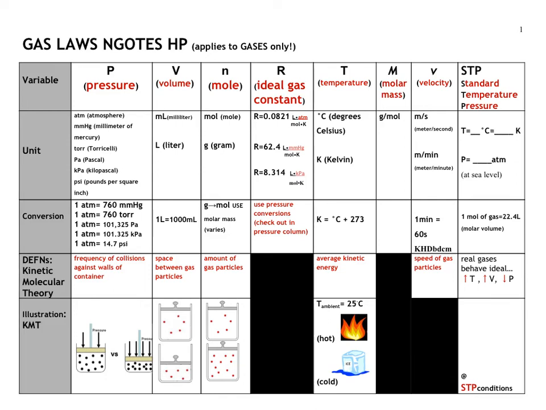So you've taken the liberty to go ahead and set yourself up for this whole unit by filling out this first page with all the variables, the units for those variables, the conversions, as well as the definition of what those variables represent according to the kinetic molecular theory, and the illustrations that represent each of those variables. And so we're going to proceed into the second page.